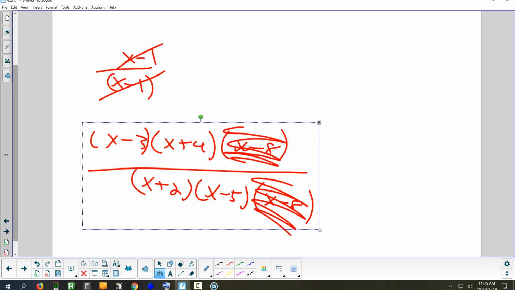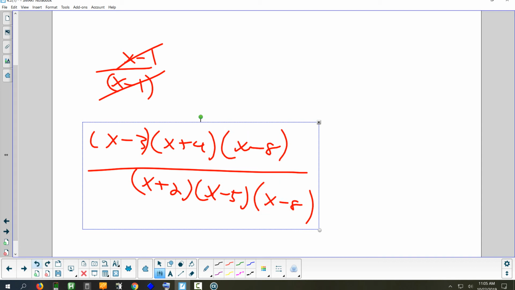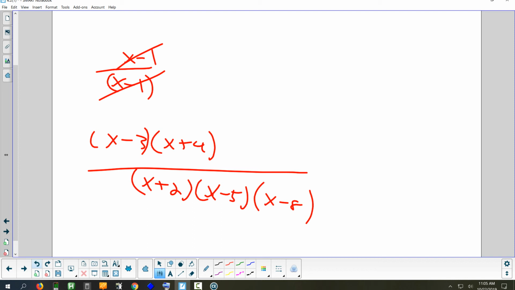Okay. And the hole would be at -8? Let me put this back. The hole would be at 8 because 8 minus 8 causes you to divide by 0. Yep. Now, if I do this, I just made 8 an asymptote because there are no common factors in the top and in the bottom now.